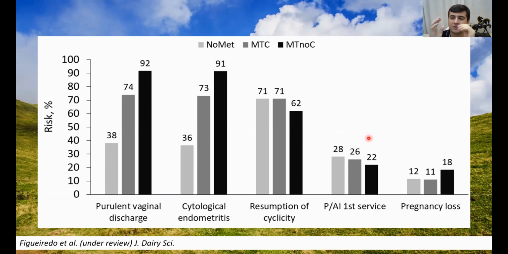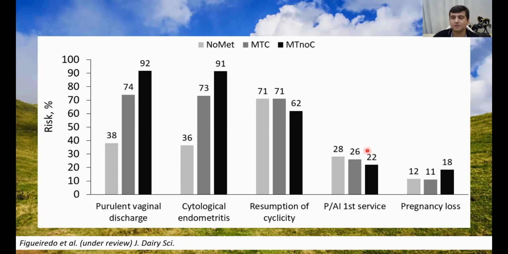It's important to mention that pregnancy per artificial insemination was calculated as the number of animals that were pregnant at reconfirmation, and this was 60 days after insemination, divided by the total number of animals that received artificial insemination in that first service. So we see that although animals with metritis have reduced pregnancy per artificial insemination, this difference is just numerical, and we did not find a statistical difference.